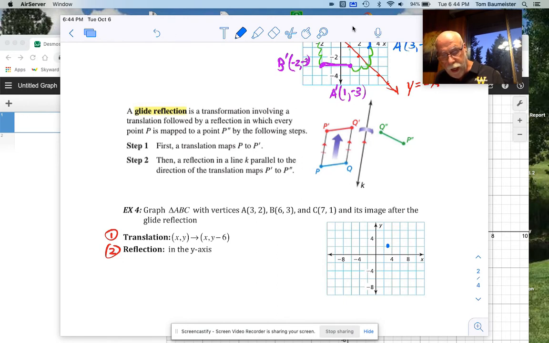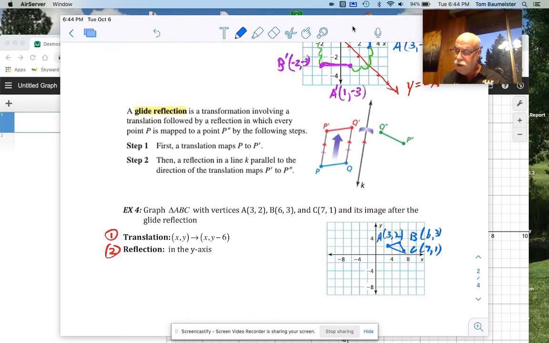So there's my A at (3, 2). My B is at (6, 3), so there's 2, 4, 6, and there's 2 and there's 3, so there's B at (6, 3). And then C is at (7, 1), so there's 2, 4, 6, 7, and up 1. And there's my C. Again, I'm going to connect the dots here.